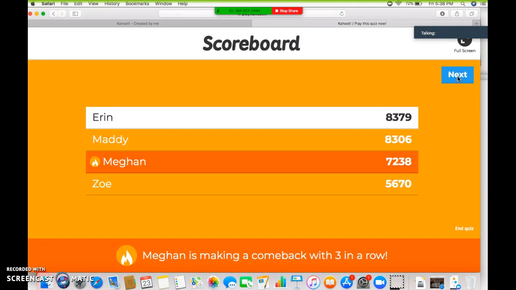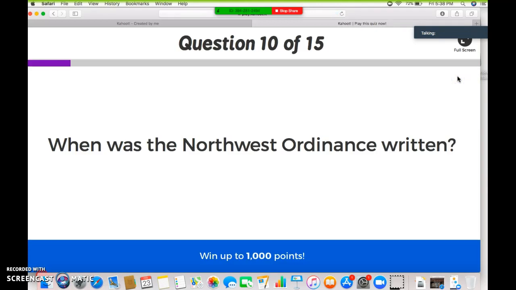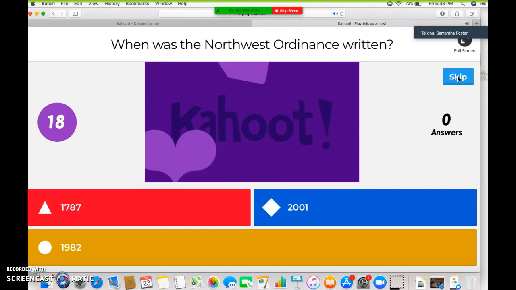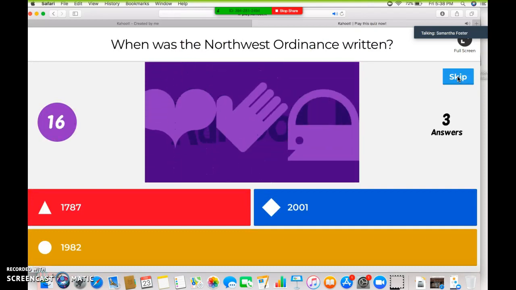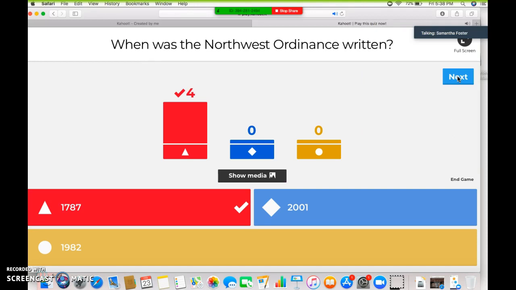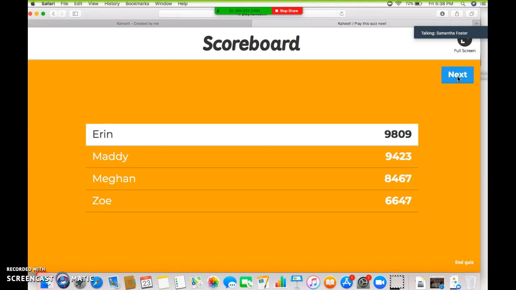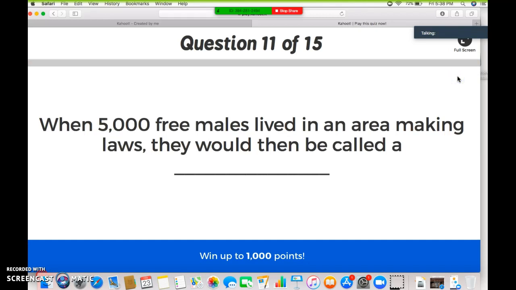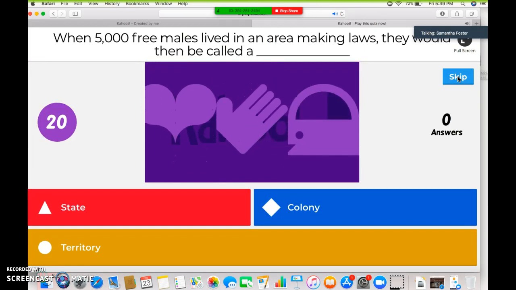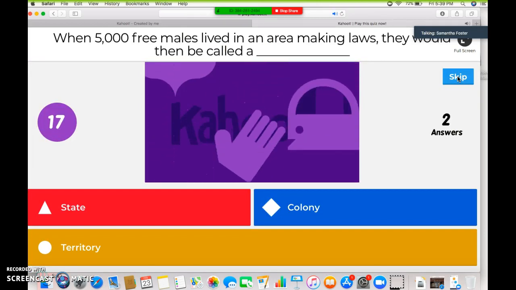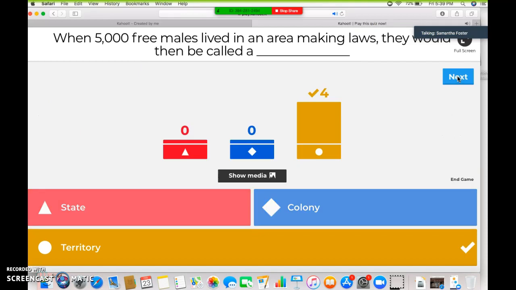Hang in there. We're almost there. When was the Northwest Ordinance written? 1787, 2001, and 1982. You're paying attention during your lesson. Erin, you're up there now. Good job. When 5,000 free white males lived in an area making laws, they would then be called a what? State, colony, or territory? Killing it. Perfect.